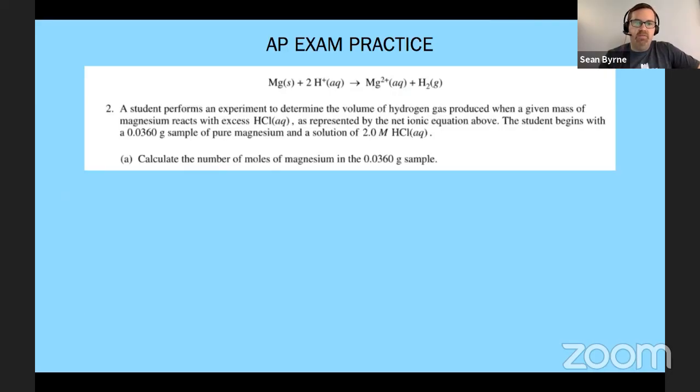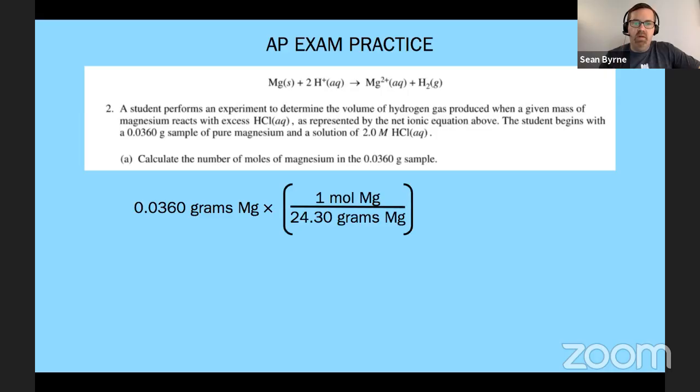Okay. So this first step, I hope, is a pretty straightforward one where we calculate the number of moles of magnesium in a sample. So we're going to start with a number that's given to us in the problem. We're going to use the molar mass off of the periodic table that was given to us. We use a nice dimensional analysis here where we have our moles on the top, grams on the bottom. We're going from grams to moles. And so our final answer is a straightforward 0.00148 moles of magnesium.